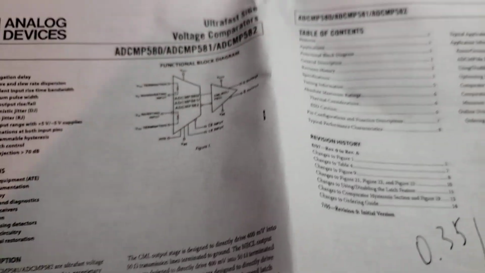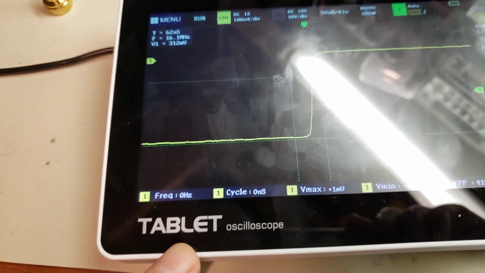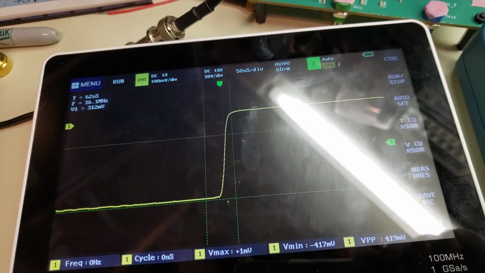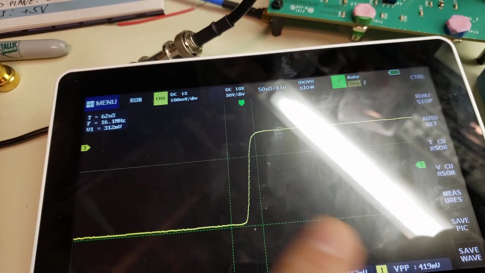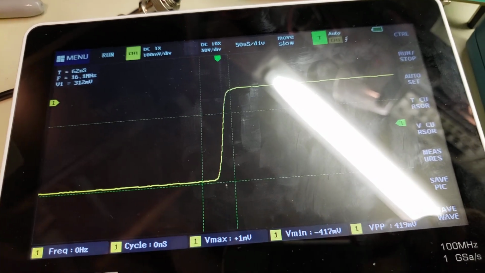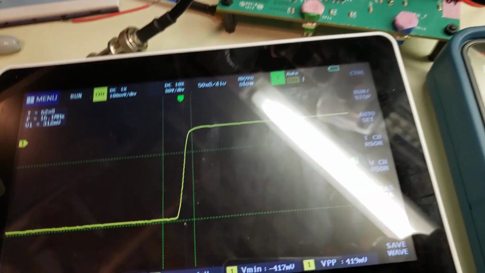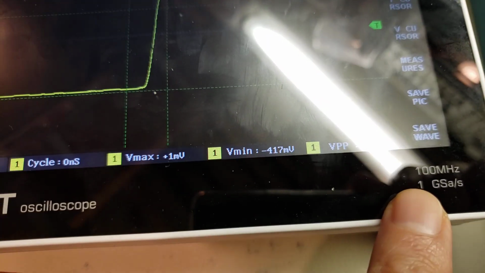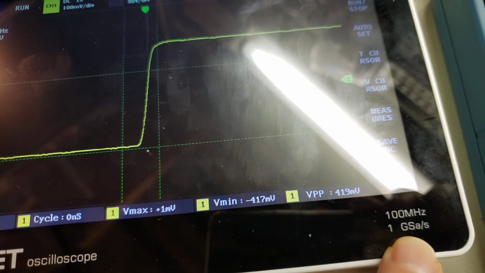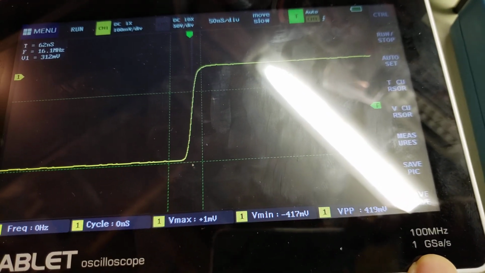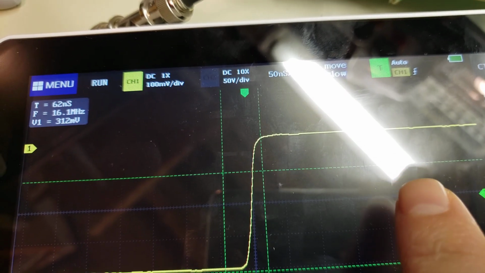So basically, we'll start with this tablet oscilloscope. It has a nice touch interface. They claim it has 100 megahertz and 1 gigasample per second. I wasn't able to get that.